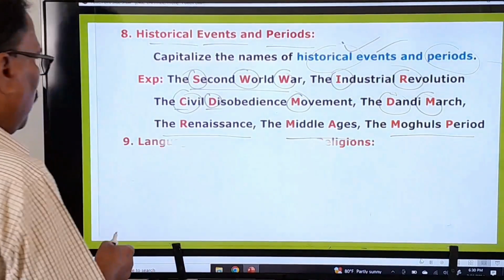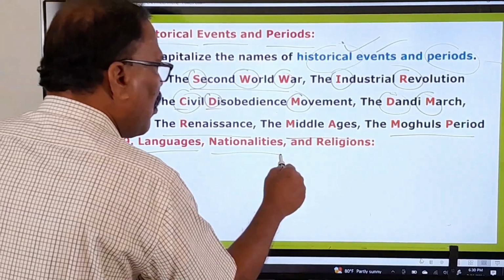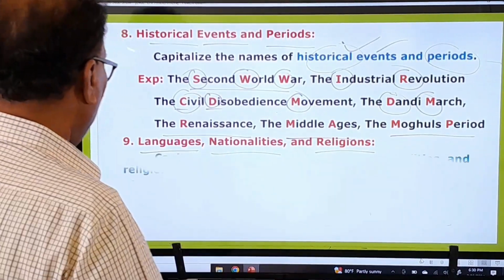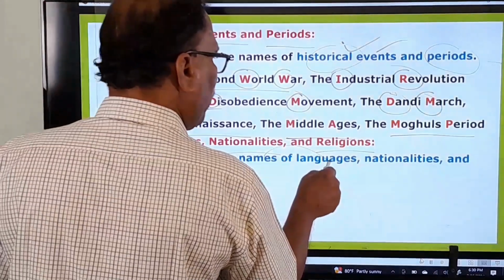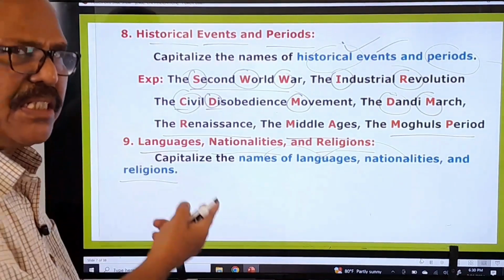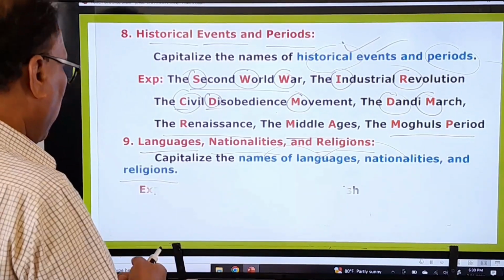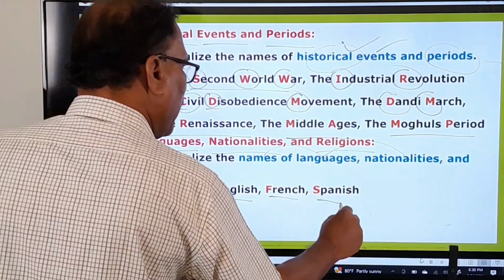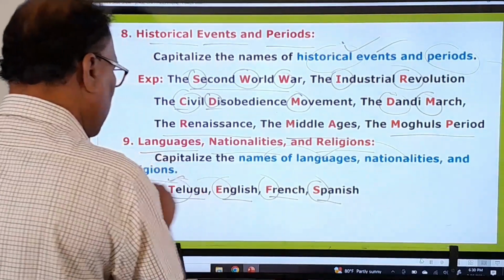You go to the next rule. Languages, nationalities and religions, all these must be capitalized. Okay, and how? Capitalize the names of languages, names of nationalities and names of religions. So this is easy to follow, easy to learn. Here, Telugu is the name of a language. English, French, Spanish, these are all capitalized.